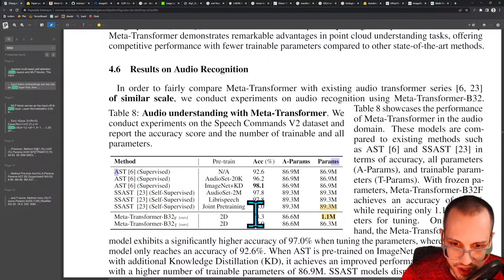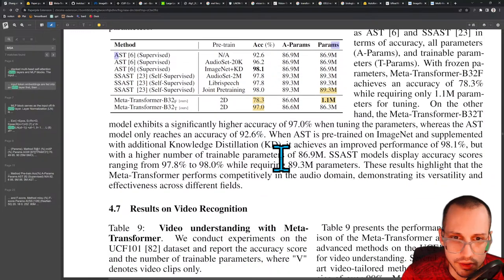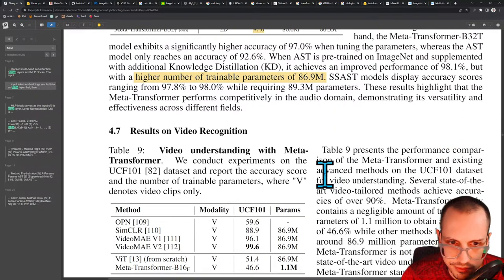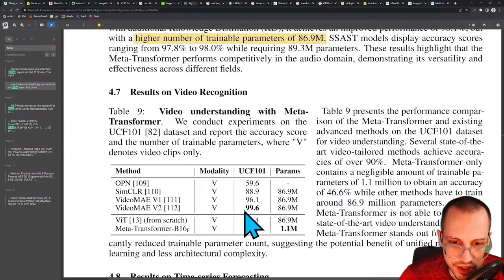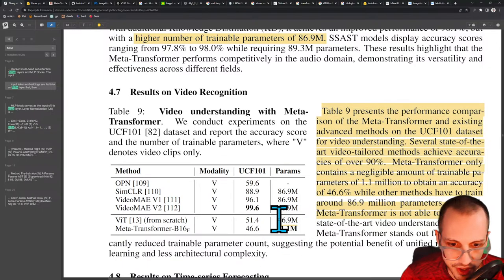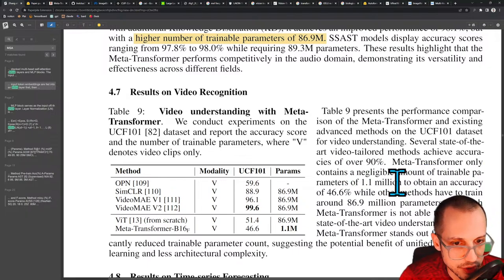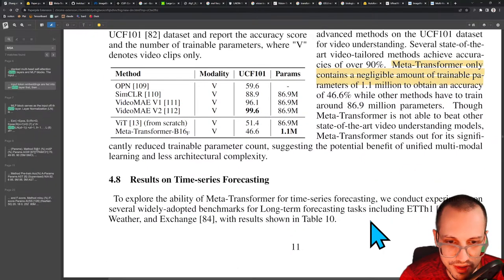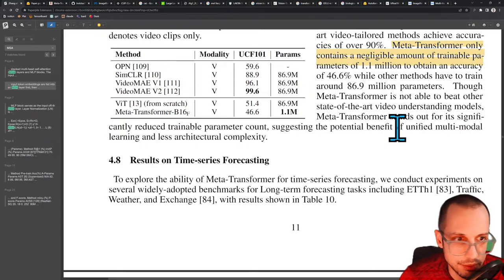AST, accuracy, 97, 78. That's kind of a big difference between these two models here. Achieves improved performance with a higher number of trained parameters. And then video recognition. Again, the same trick every time. Only contains a negligible amount of trainable parameters of 1.1 million to obtain an accuracy, but this is like straight up false. Like, your entire encoder is way more than that. Suggesting the potential benefit of a unified multimodal learning and less architectural complexity. I don't know, does it have less architectural complexity?